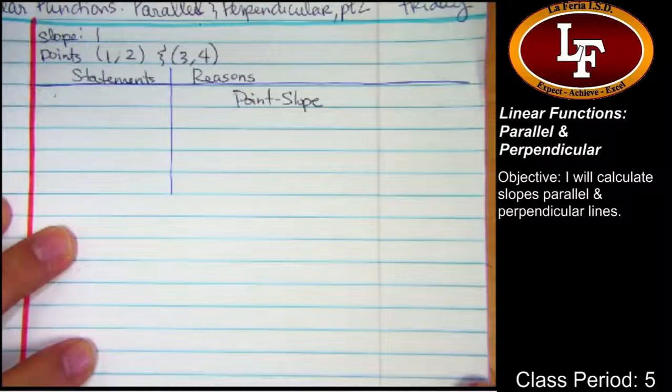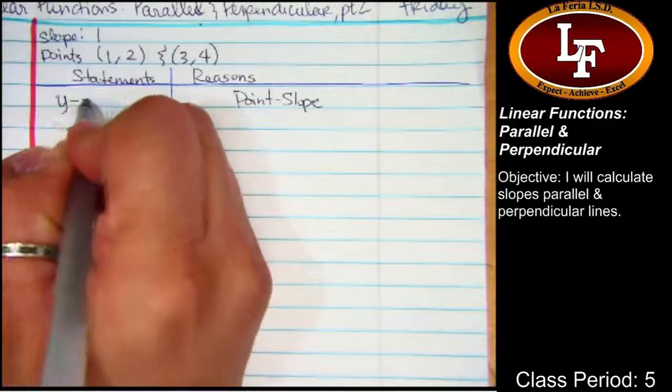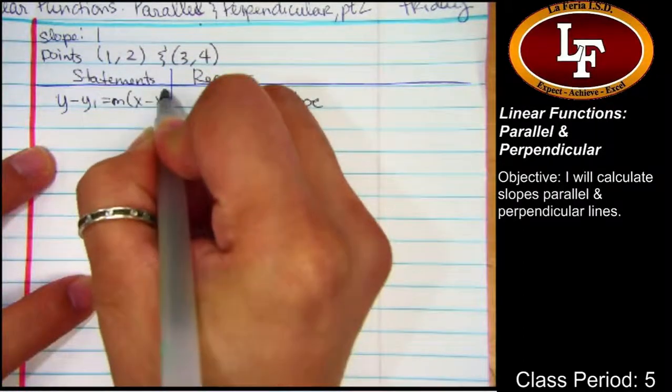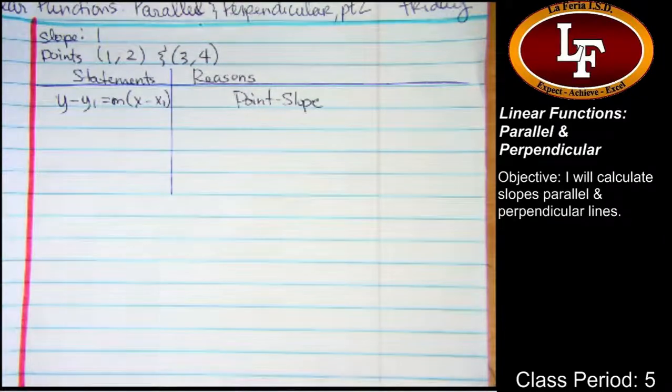All right, we wrote it down from yesterday. Yesterday we had this is the point-slope form of the line. Yes? Okay, so we're caught up.